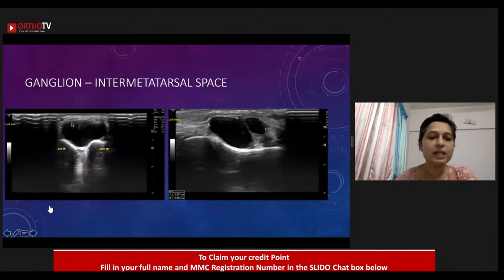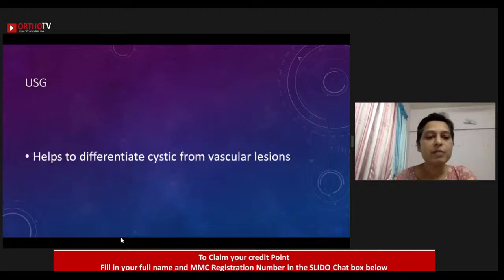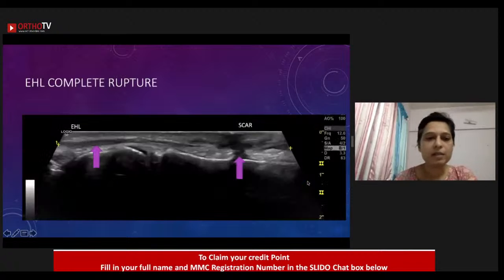This patient presented to us with swelling in the second web space. On ultrasound, we can see a very well-defined anechoic or cystic mass between the second and third metatarsals. On color Doppler examination, this was a cystic mass and not a vascular mass. This was a simple ganglion cyst. So ultrasound basically helps us differentiate between cystic masses and vascular lesions.